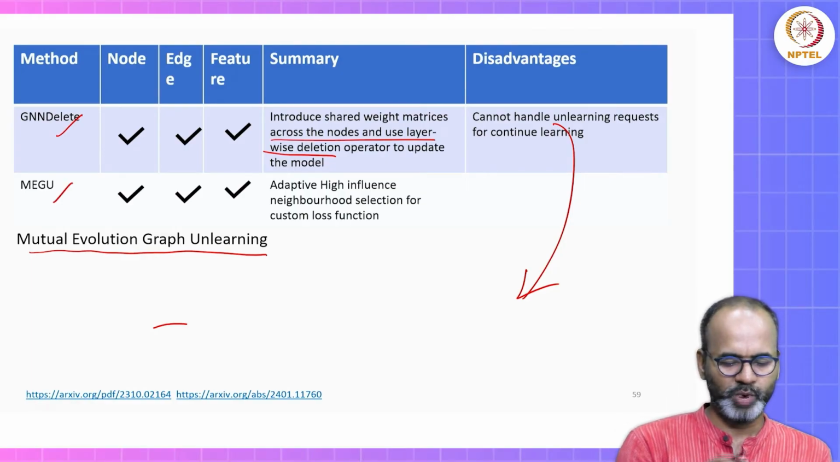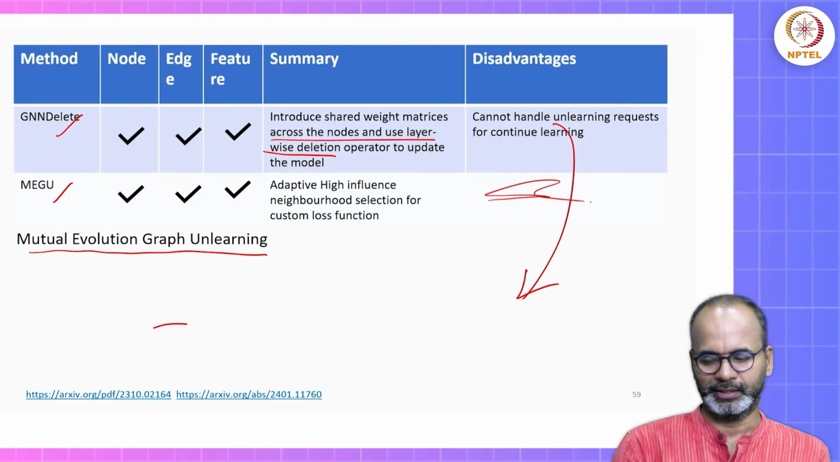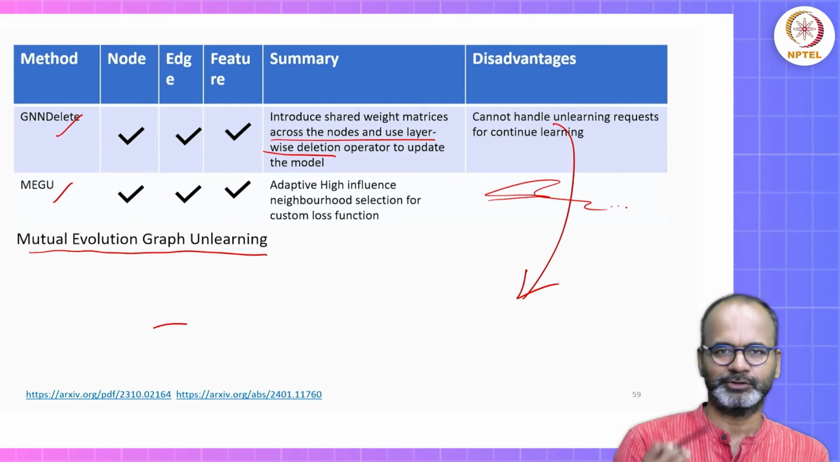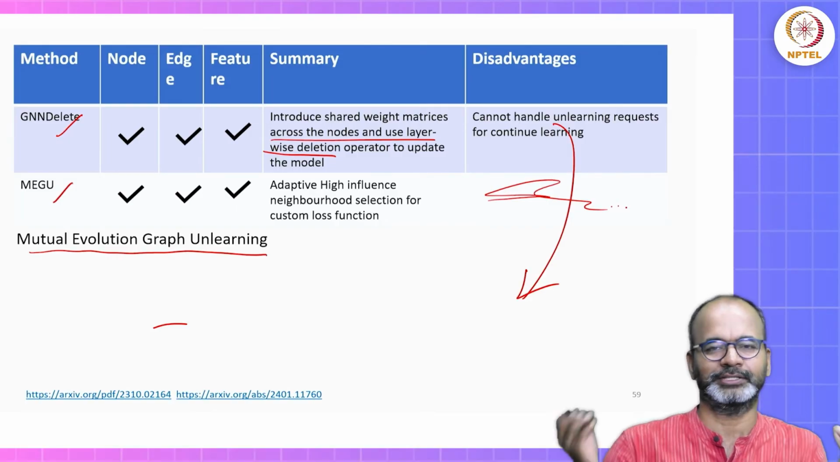The latest one that we have come across is MEGU, so we have not seen any disadvantages of it, at least for now. Adaptive high-level influence neighborhood selection for custom loss function. It decides on what neighbors to use for deciding on the features, the messages that it can take.